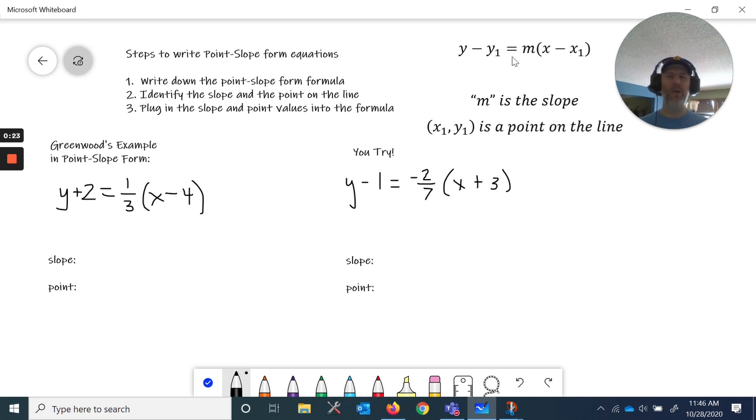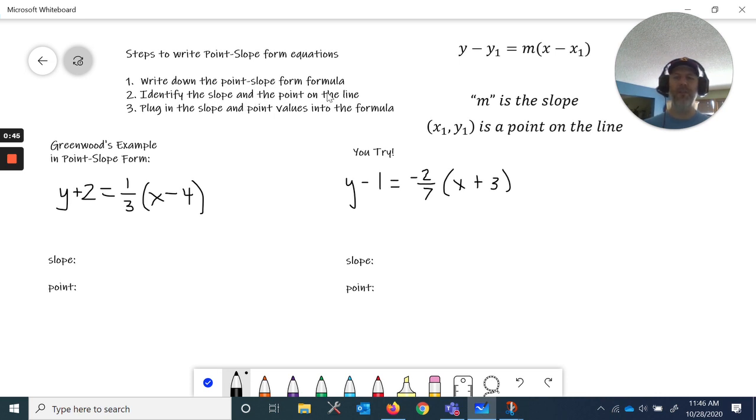y minus y sub 1 equals m times the quantity x minus x sub 1, where m is the slope, the rise over the run, and x sub 1 comma y sub 1 is a point on the line. And it can be any point. Specifically, we'll be looking at you identifying the point from an equation. You could also write your own equations as well.